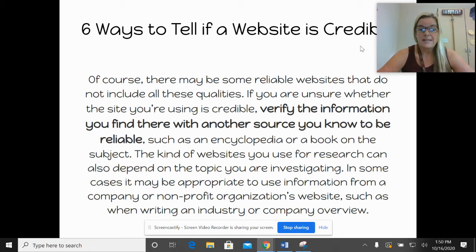The kind of website you use for research can also depend on the topic you are investigating. In some cases, it may be appropriate to use information from a company or nonprofit organization's website, such as if you were writing an industry or company overview. That's not really what we're going to be doing today, but just generally speaking, when you're researching information, sometimes that's what you want.